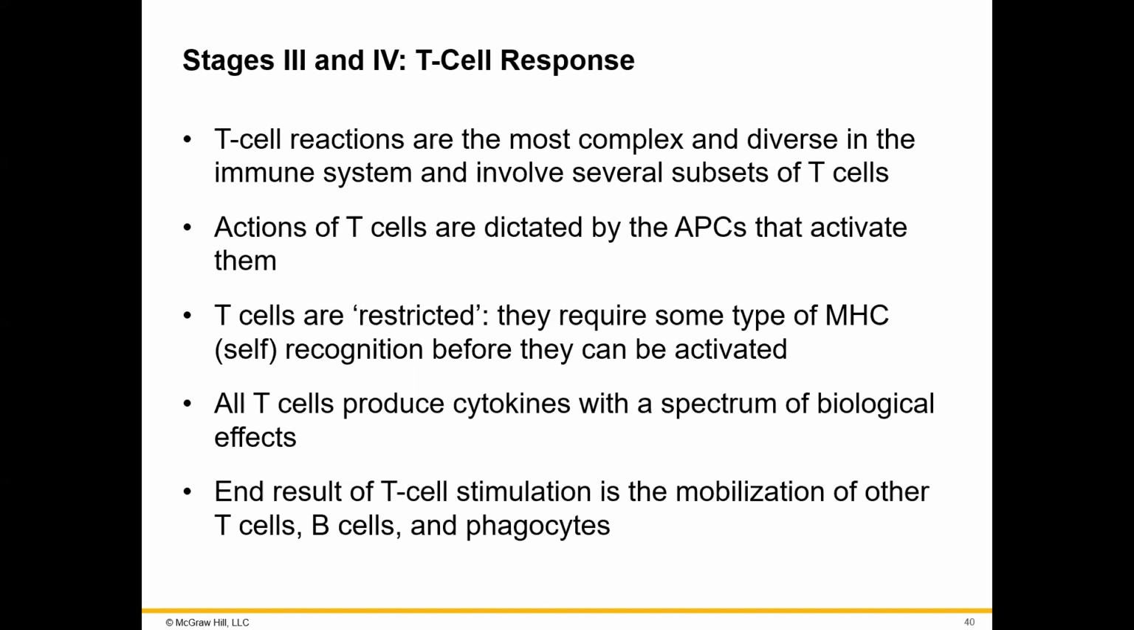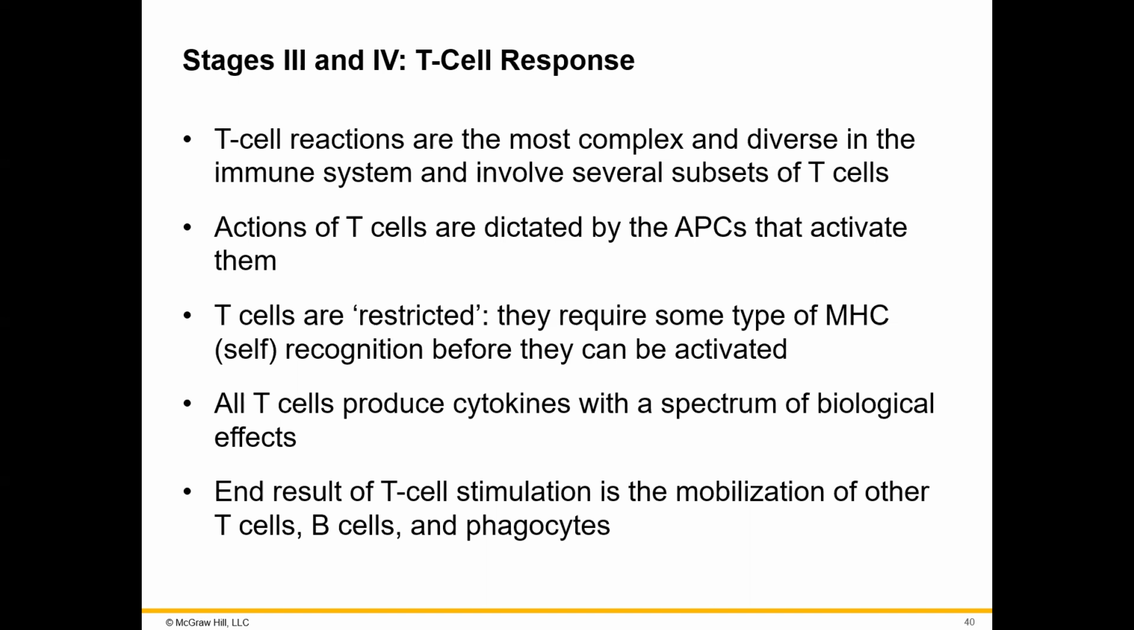Now we're looking at the third and fourth stages together. First, we'll look at T cells, and then we'll look at B cells. Stage 3 is the challenging of the B and T lymphocytes by antigens. And stage 4 is when you have the T lymphocyte response and the B lymphocyte response, respectively. The T lymphocyte response, remember, is cell-mediated immunity, whereas in the B lymphocyte response, we're looking at production and activities of antibodies. So we're going to look at T cells first, and then B cells.